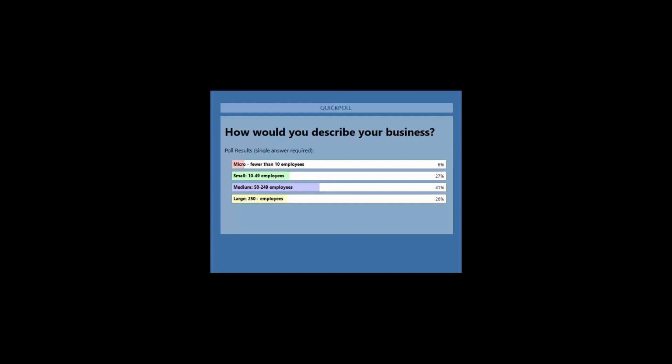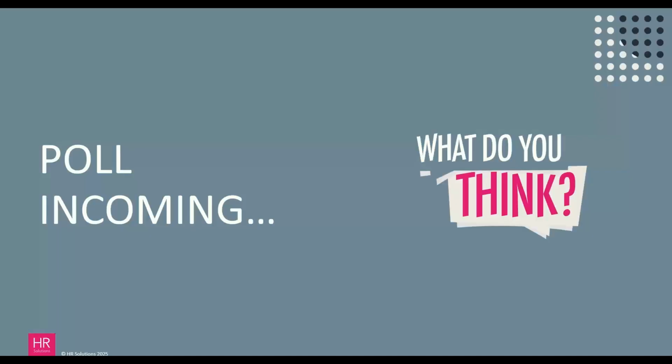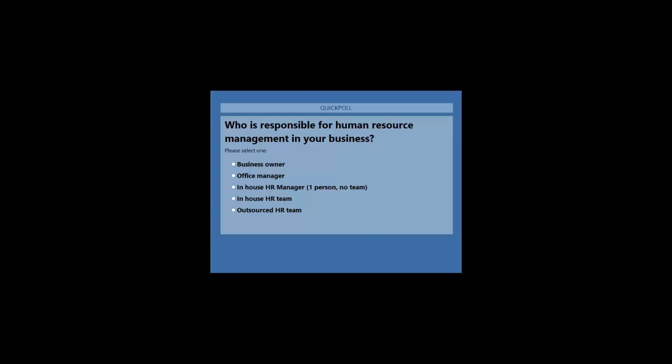Brilliant. And so let's then call up the next poll. So when it comes to human resource management, who is responsible for that in your organisation? We can see it carried out in a number of different ways. So how do you do it in your own workplace? So the poll should be showing now.